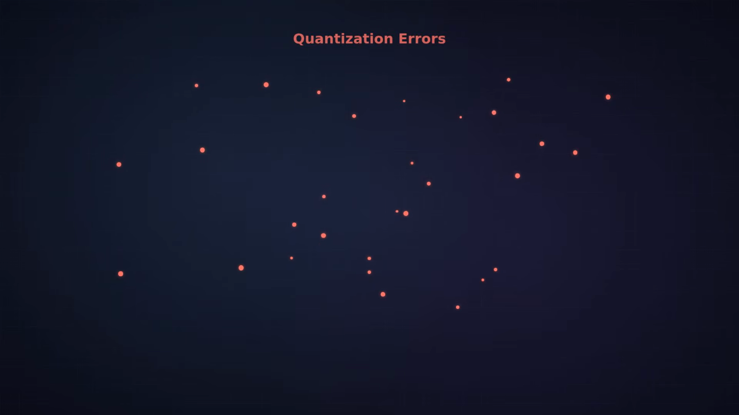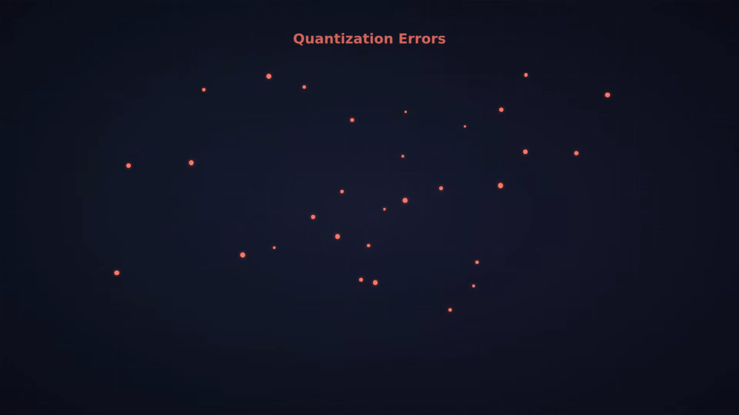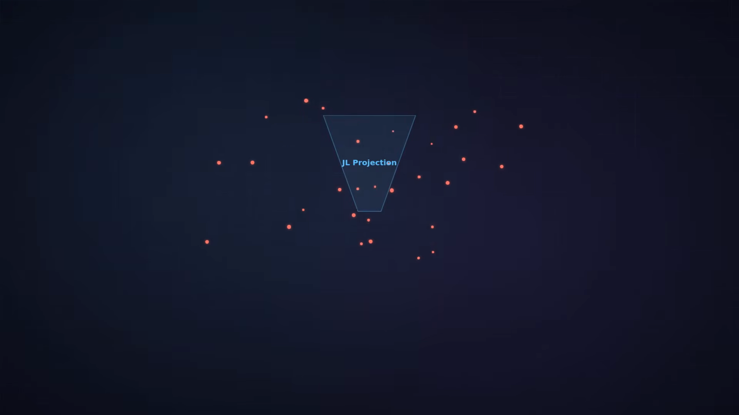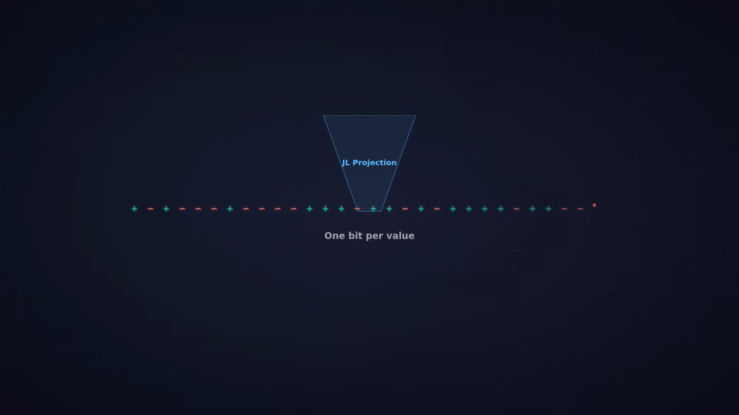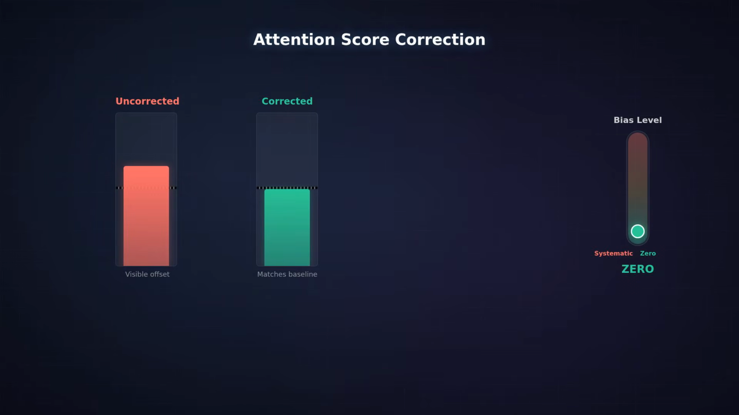Stage 2 fixes this with something called QJL. Quantized Johnson-Lindenstrauss error correction. It takes the quantization error from stage 1, projects it into a lower dimensional space, and reduces each value to a single bit. 1 bit, just a sign, positive or negative. And that 1 bit correction makes the entire estimator unbiased.